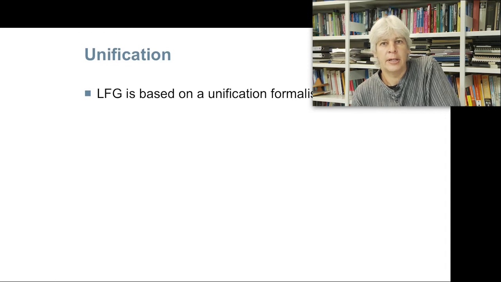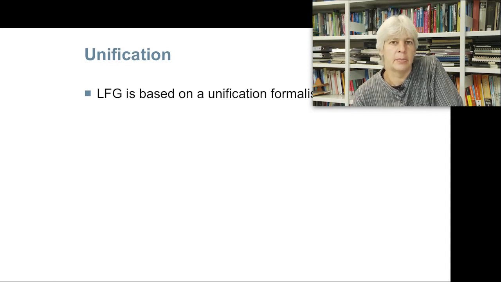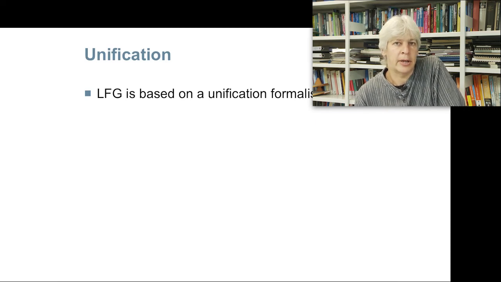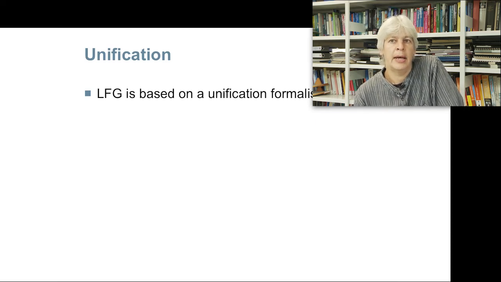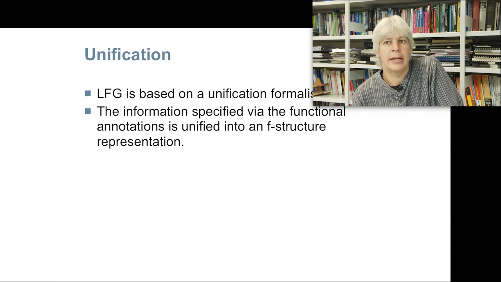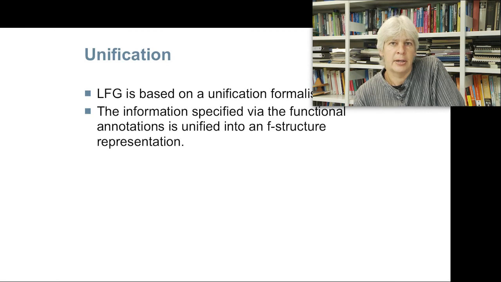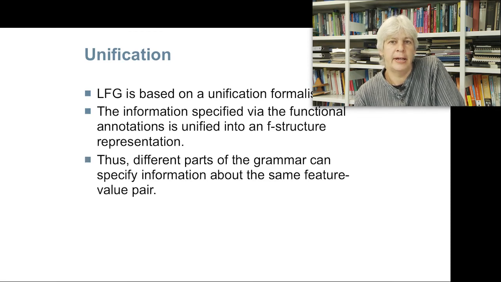Okay, now I want to shift gears a little bit and tell you something else that is important, which you need to know from here on in order to be able to write your rules very well. And that is basically about different kinds of functional equations. So the background is that LFG is a unification formalism. All the functional annotations are collected up and unified into an F-structure representation. Okay? And that means that different parts of the grammar can specify information about the same feature-value pair.